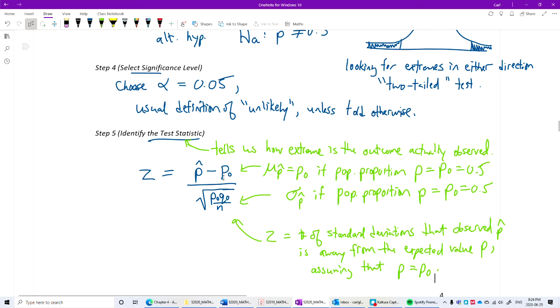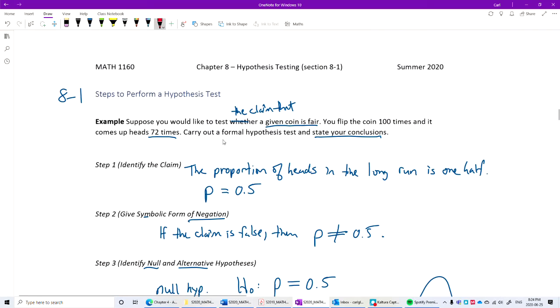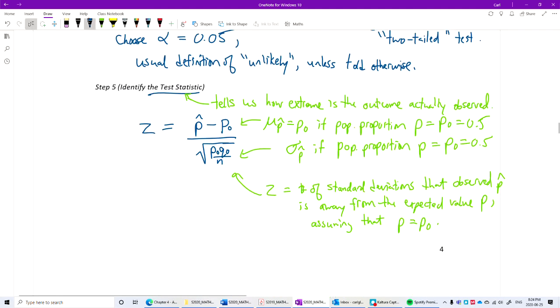So let's actually calculate this thing now. So what is p hat? Maybe we should go back to here and actually calculate p hat, right? So p hat is going to be x divided by n, which is 72 over 100, 0.72. Okay, that wasn't too hard. How far away from the expected value of a half is that in terms of standard deviations? So that's going to be 0.72 minus half divided by, what is the sigma for that? It would be the square root of a half times a half divided by 100.